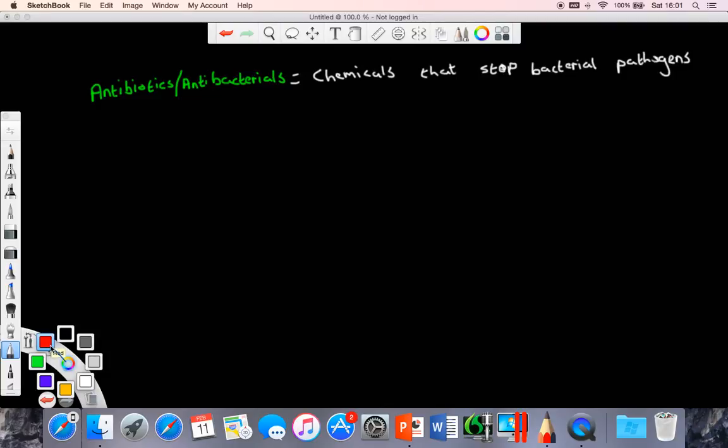They do not stop viruses. Okay? They only stop bacteria. Bacterial pathogens. We can take these to stop us getting infections from bacteria. Various plants make chemicals that stop this. For example, garlic has lots of chemicals in it that stop bacteria. Tea has things in it called tannins which stop the growth of bacteria.